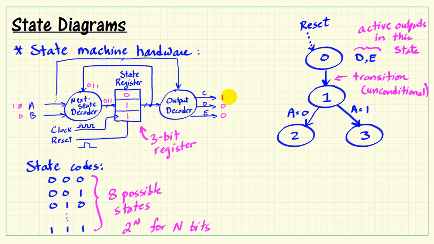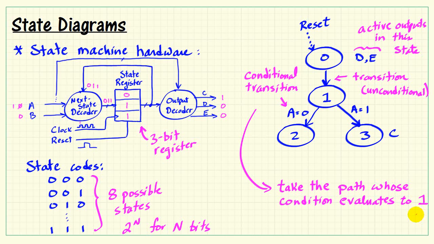Again, we could imagine some specific outputs that are supposed to be active when we are in fact in state 3. And so these are referred to as conditional transitions. Now we put a condition, we say take the path whose condition evaluates to 1.